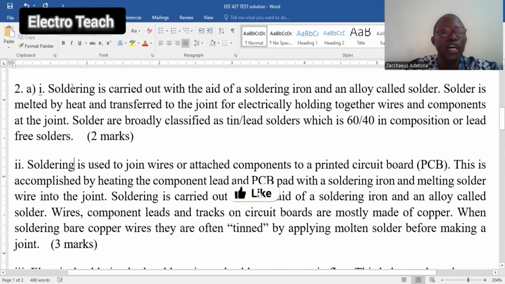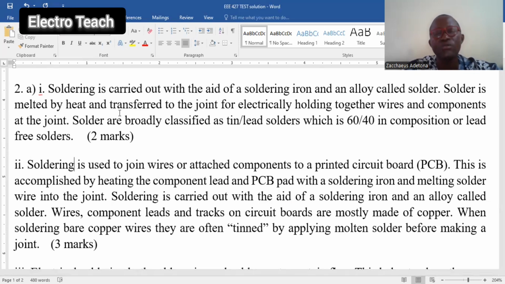For solder, number one, solder is a special alloy made of tin and lead, and there's another one that is free of lead. You carry out soldering by means of this solder, which is an alloy. It is melted with the soldering iron and transferred to the joint for electrically holding together wires and components at the joints.